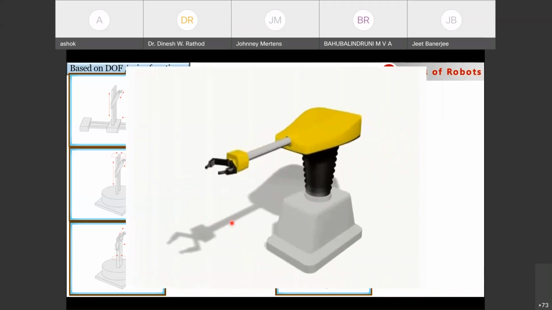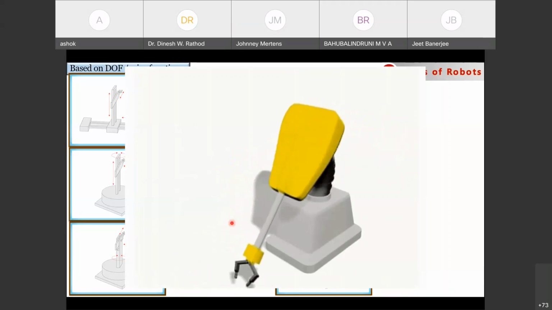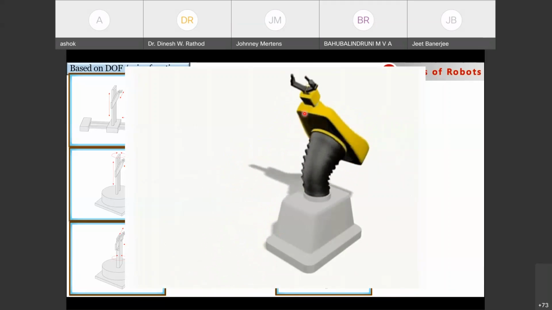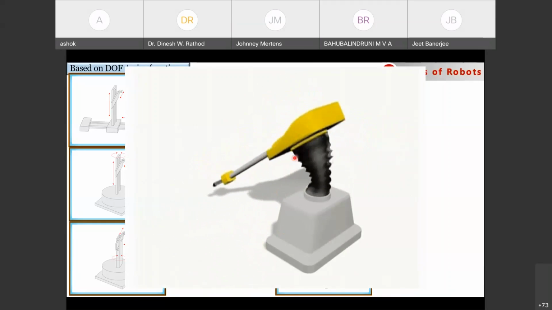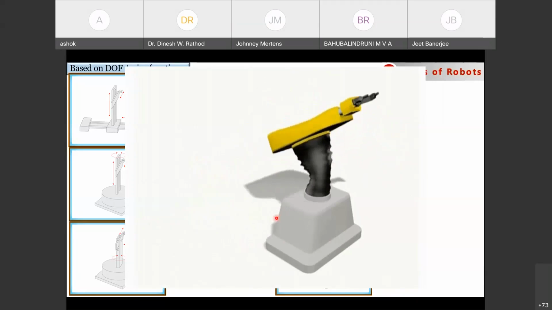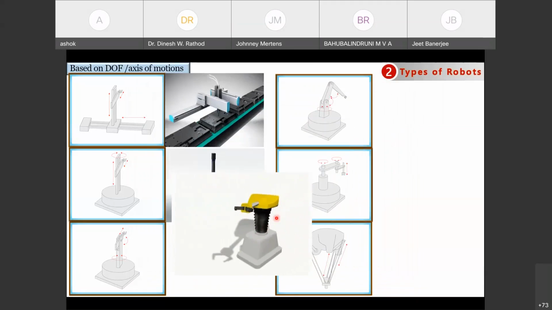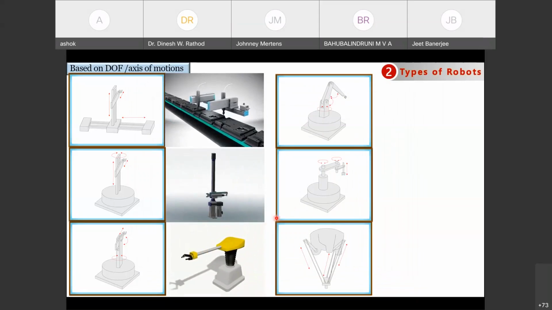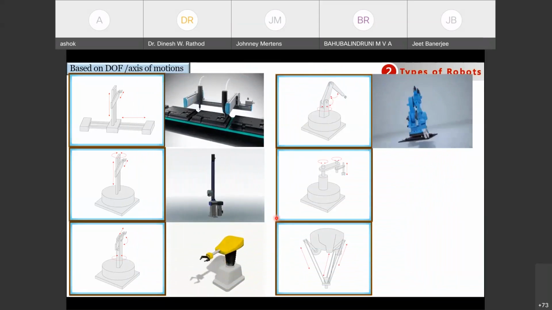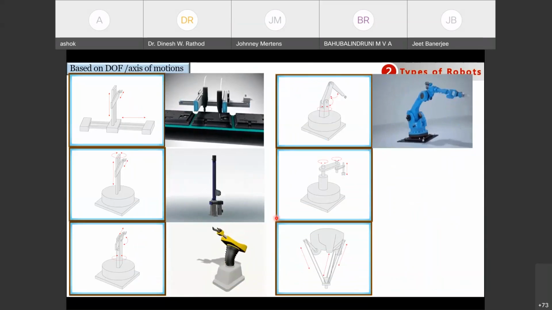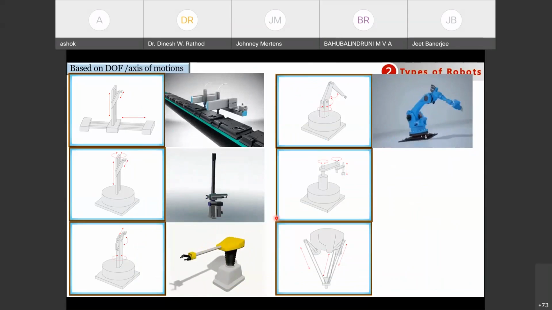Then the third type, a pick and place robot, in which you can see that you can achieve to and fro motions, and angular motions are also achieved in two axes. So such kind of robots will be used for pick and place. Then again the articulated robot can be used in many industries and assembly units. These robots are already used.